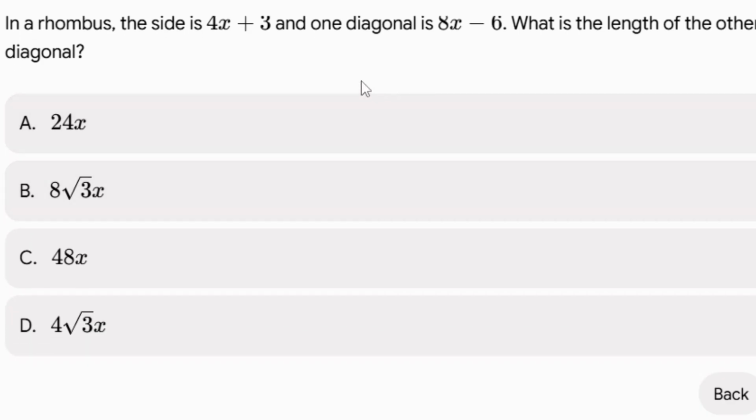In a rhombus, the side is 4x plus 3 and one diagonal is 8x minus 16. What is the length of the other diagonal?